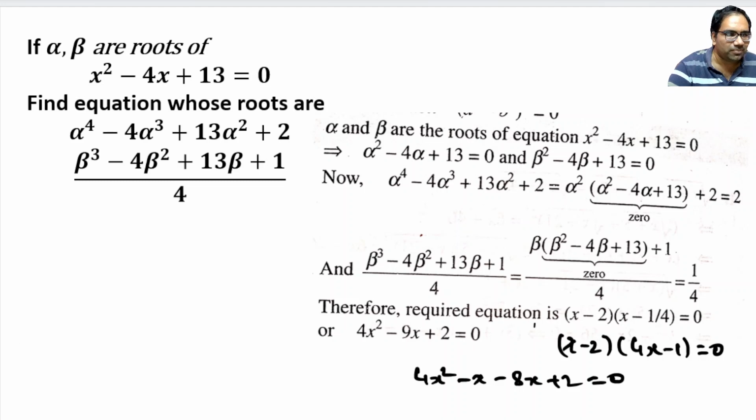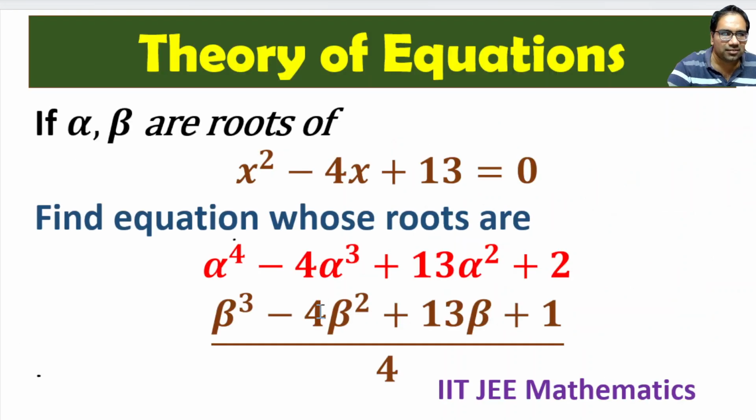Very, very simple problem. Just that by looking at these clumsy big expressions, we should not get worried. We should closely look at these equations or expressions and understand the similarity: 1, −4, 13. 1, −4, 13. That's it. There is nothing else. Right, guys? Thank you.